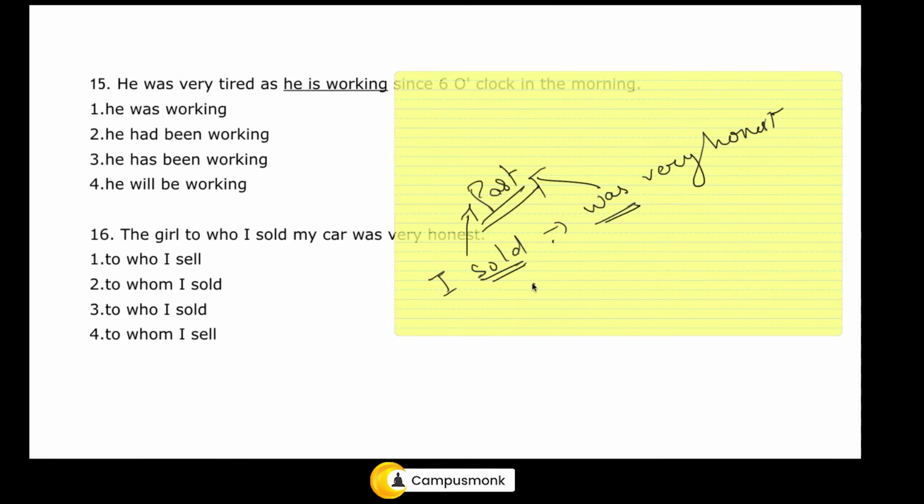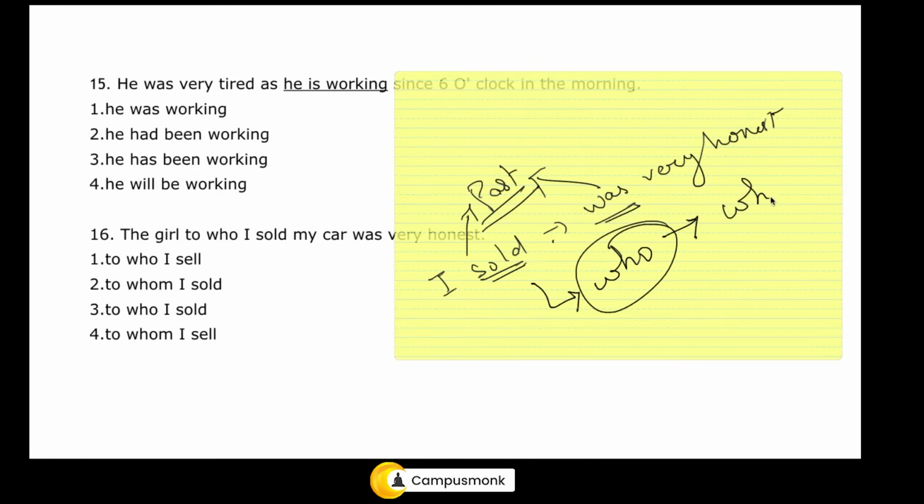That means I have already sold my car. So when I have already sold it, how can it be who? If I've sold it to someone, I know who that person is. So what will it be? It will be whom. And since it is past, it will only be sold, it will not be sell.